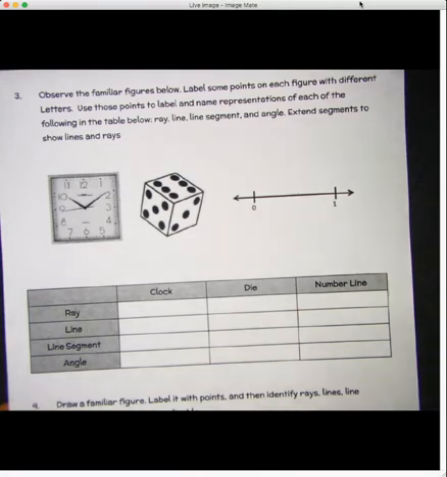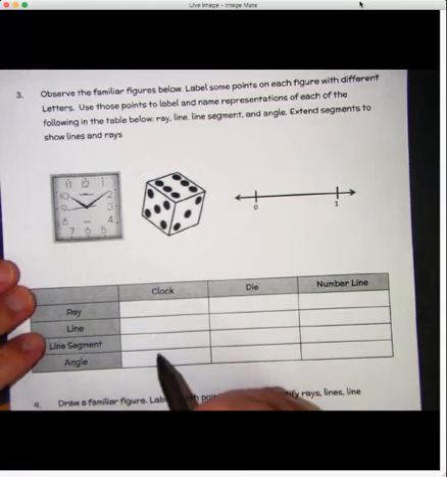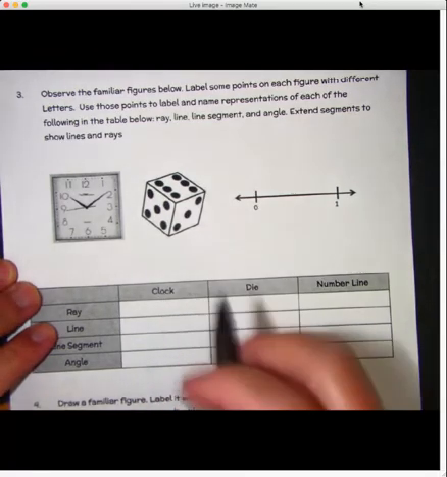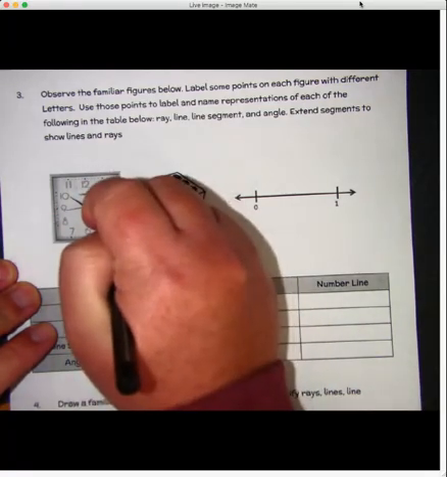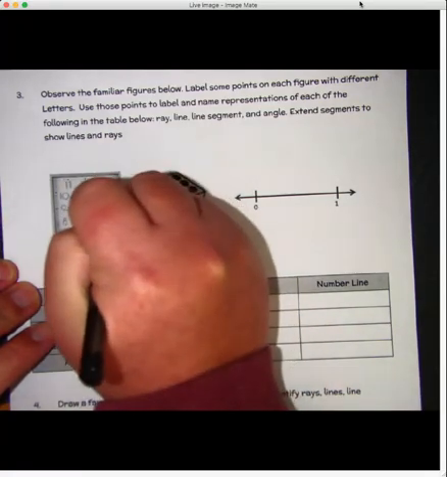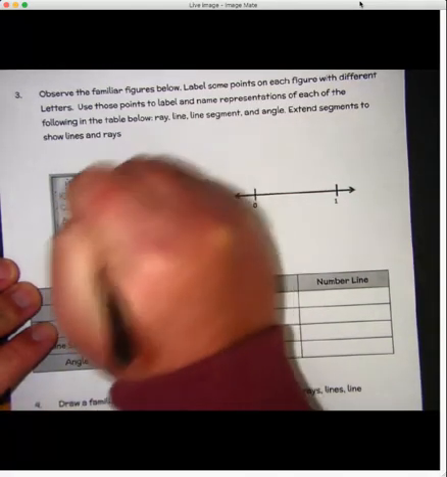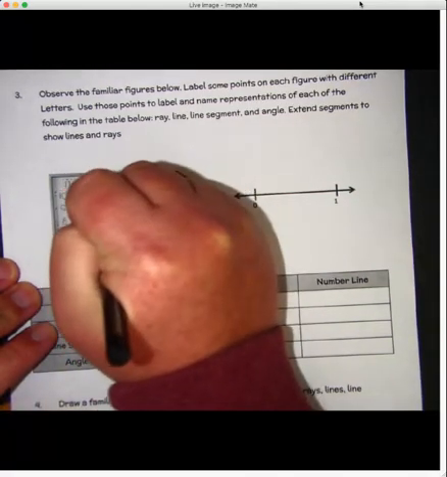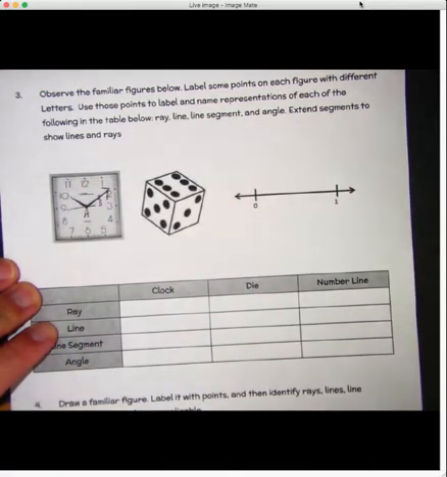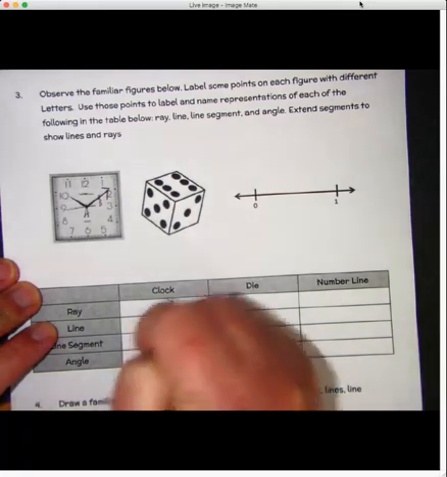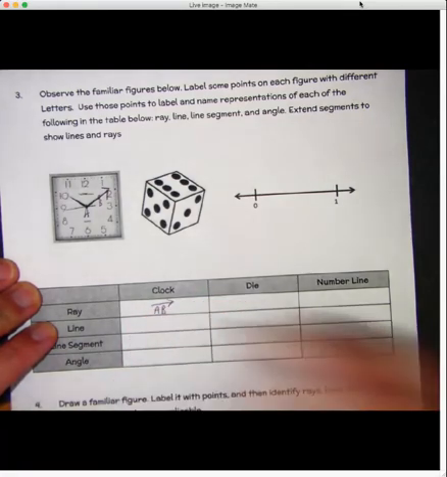All right, so let's start with Mr. Clock here. We've got to draw a ray on the clock. So could one of these hands be a ray? Yeah, we could just draw that right there. Let's call it point A, B. So we're going to do a ray with a little arrow like that, going one direction, ray AB.